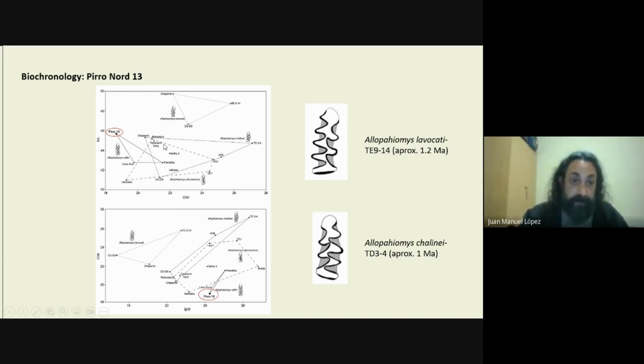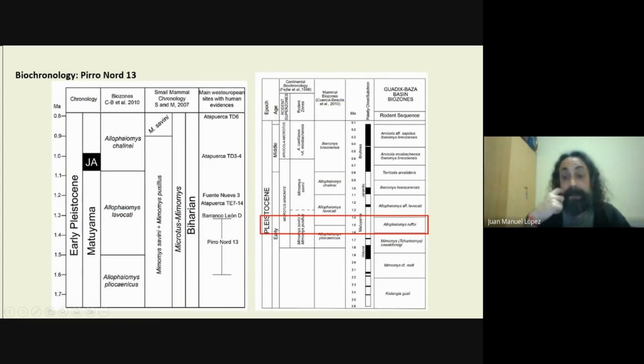We can see here, for example, with the index, the ratio of width to length. This is not exactly this one, but more or less. For example, lavocati appears here, and Allophaiomys chalinae appears here, and ruffoi appears here, and also here and here. And you have the other species here. All these things are in a manuscript with more details.